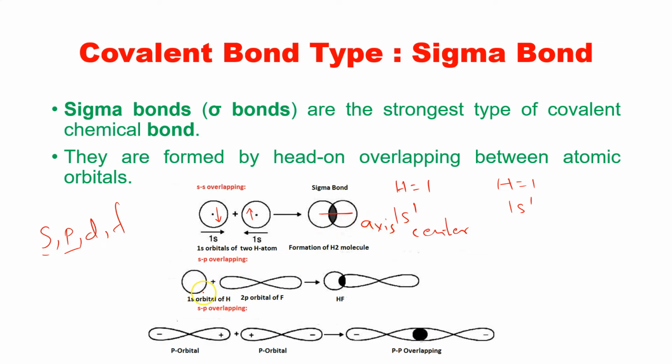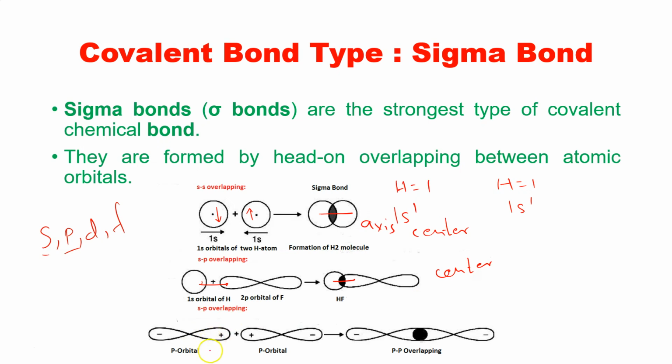When there is a combination of a 1s orbital and a p orbital, see this molecule, HF, hydrogen fluoride. Fluorine has a valency of only 1, so there is one electron in the p and one electron in the 1s of H. They will combine, and this overlap is again head-to-head, meaning it is at the center. That is the difference between sigma and pi. When it is at the center, it is said to be a sigma bond.